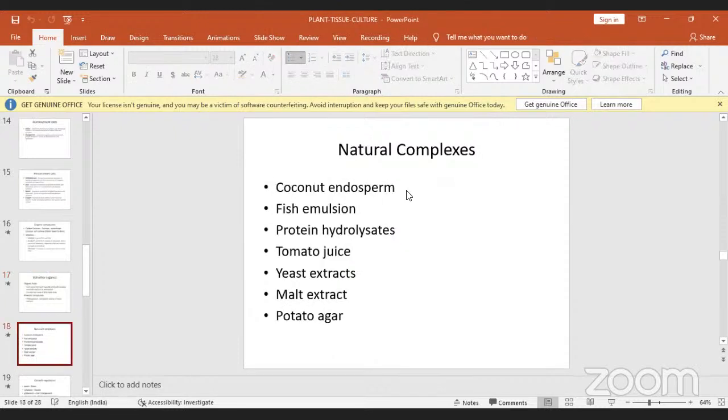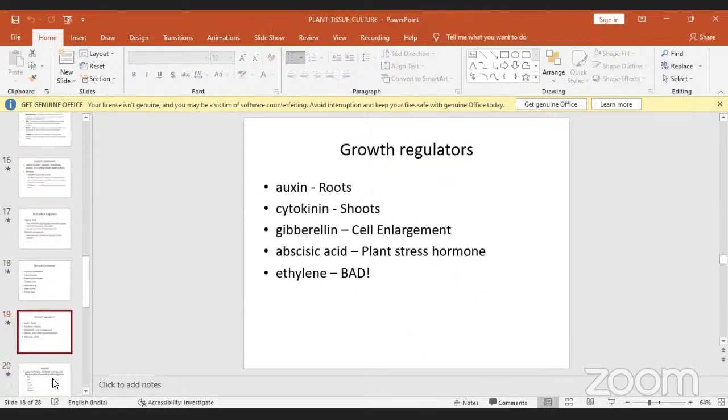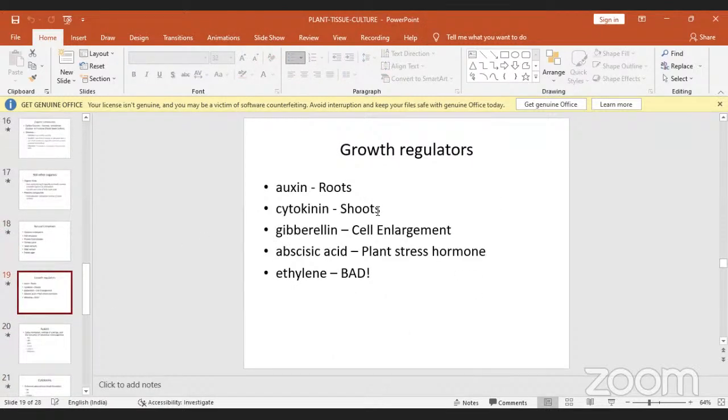Next one is the natural complexes: coconut endosperm, fish emulsion, protein hydrolysates, tomato juice, yeast extracts, malt extract, potato agar, and growth regulators. Auxins.